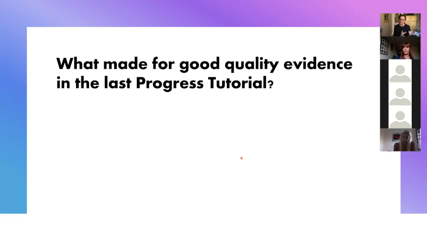However, it is really, really valuable that the narrative is supported by, where possible, some tangible evidence, because it helps contextualize what we as progress tutors are looking at and thinking about and what you're telling us.